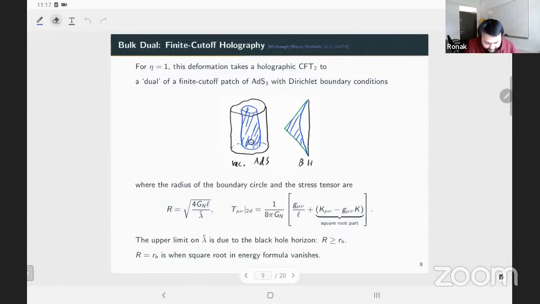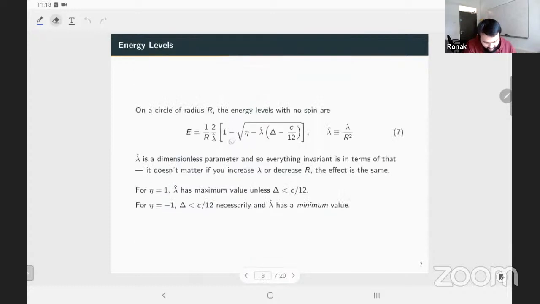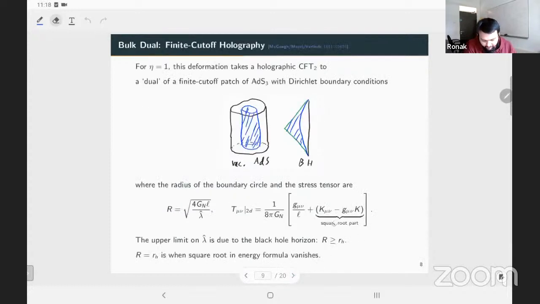Cool. And the size of the cylinder, the radius of the cylinder, is given by 1 over root lambda hat. This is 4 G_N L is some factor, and the stress tensor is given by the extrinsic curvature on the boundary of the blue region, right? And this G mu over L gives you the uninteresting one part in the energy formula here, and the square root comes from the part dependent on extrinsic curvatures. And the upper limit on lambda hat we can now understand as the Dirichlet wall hitting the black hole horizon.